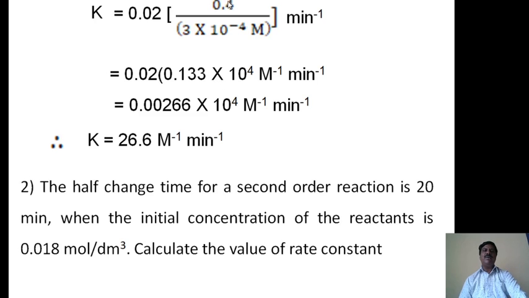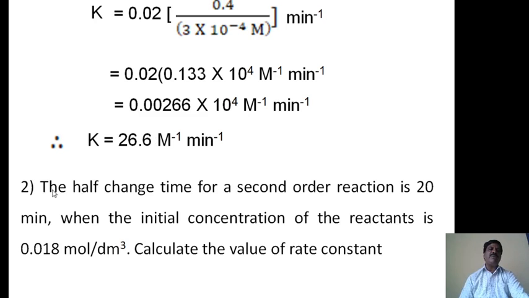Then 0.4 divided by 3 gives 0.133 into 10 raised to plus 4 per mole per minute, and after multiplication you will get 0.00266 into 10 raised to 4 per mole per minute. Just multiplying by 10,000, we get 26.6 per mole per minute, which is the rate constant of that reaction. This is how that problem is calculated.